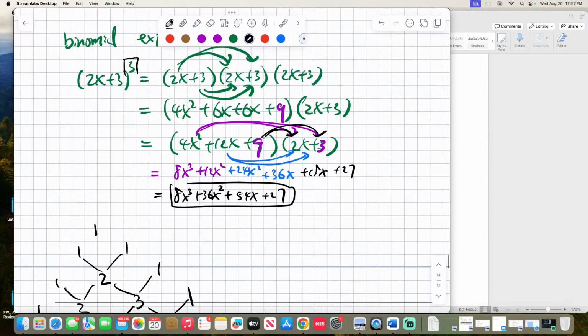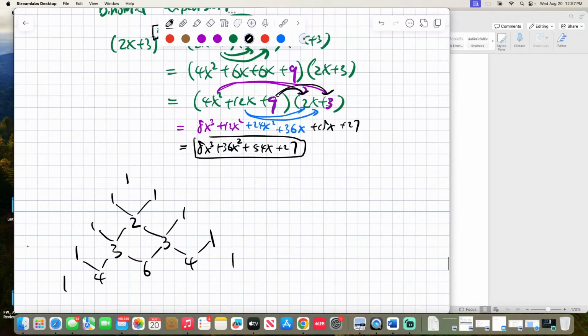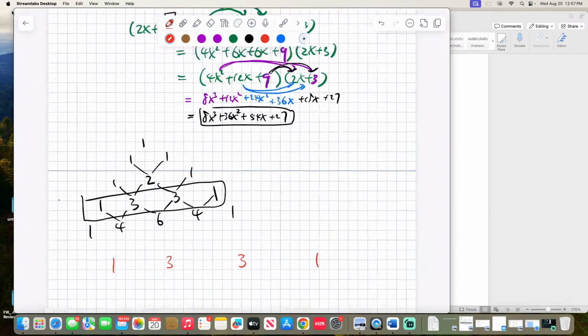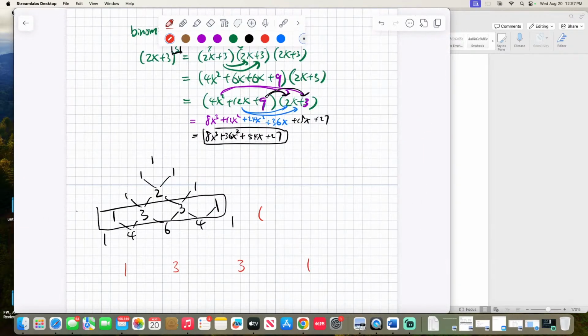Now, since this is the third power, I'm going to use the third row. I'm going to use the 1, 3, 3, 1. So I'm going to write down 1, 3, 3, 1 like this. Is that okay? Now this time I'm gonna expand something else. I'm gonna expand 5x minus 2 to the third. I'm gonna expand this one.